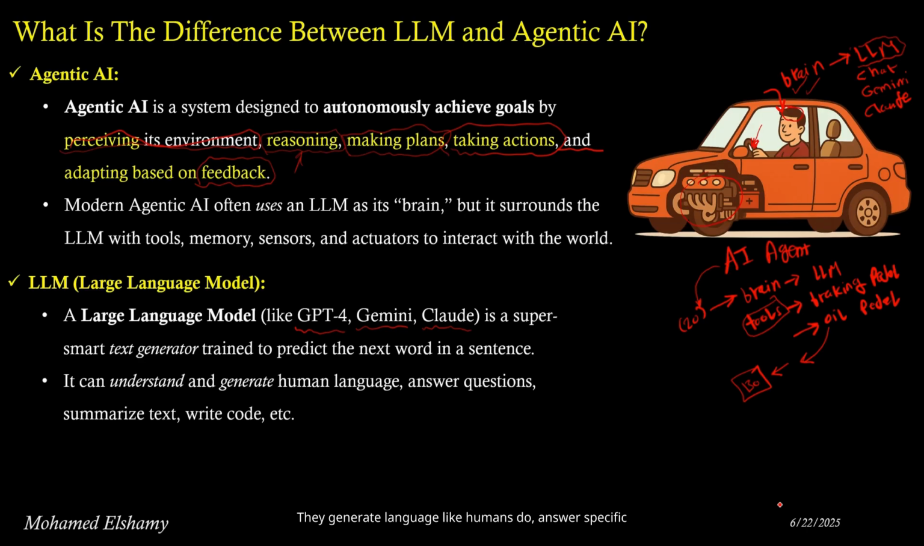So guys, LLMs, large language models like ChatGPT 4, Gemini, or Claude, are things that generate human language. They generate language like humans do, answer specific questions, can summarize a set of things for you, or even write code for you, but they can't actually take any action. So if we go to ChatGPT right now and, for example, tell it, hey, ChatGPT, open my emails and read them, and then if you find a certain email, reply to it. Like, if you find an email from my professor, reply to it and tell him, for example, that I'll see him tomorrow. Of course, ChatGPT can't do that.